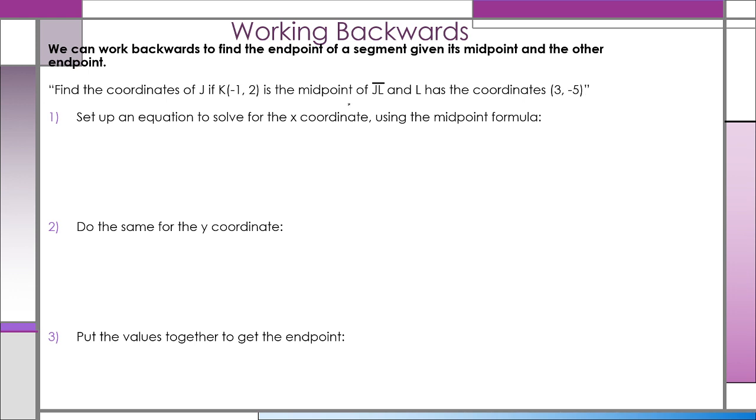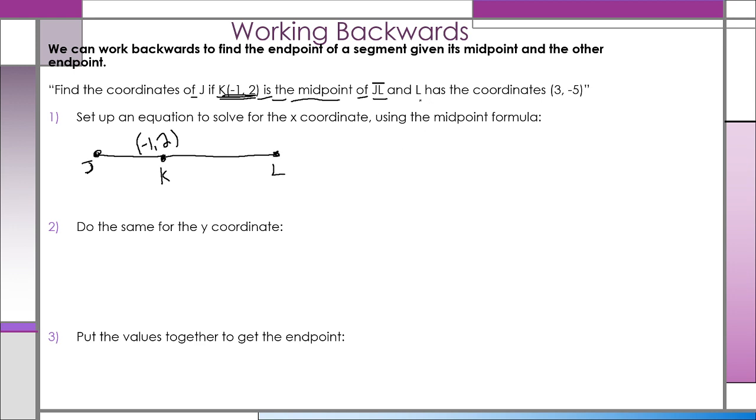So lots of words there. What's the main thing you want to do in geometry when you have this type of situation? Draw a picture. So find the coordinates of J if K is at negative 1, 2. Let's draw a point here, K, and we'll call it negative 1, 2. It's the midpoint of JL. So K is the midpoint of JL, which means that K is in the middle of JL. So I'm going to draw it in the middle. I'm going to put a J over here and an L over there.